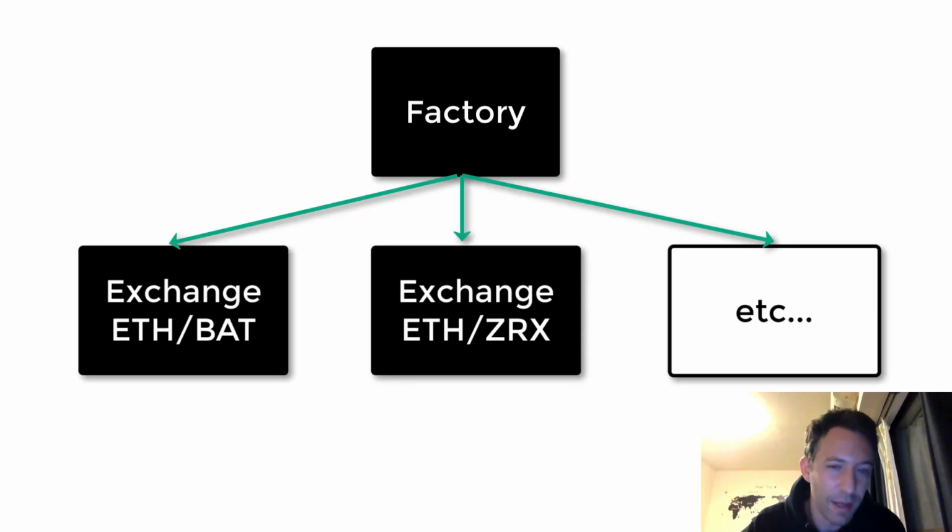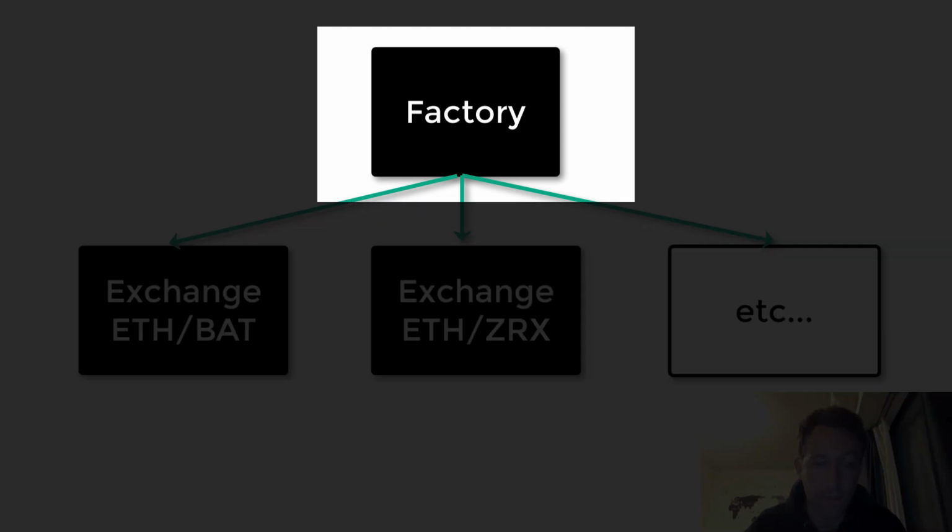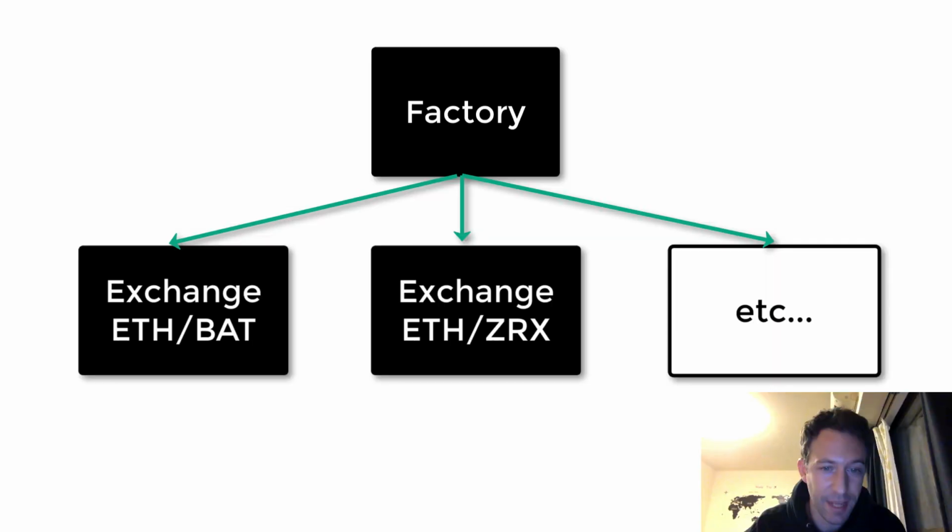So let's dive into the smart contract. There are two parts, the factory and the exchanges. There is one exchange smart contract per pair of assets. That's where the liquidity pools are and where the trading actually happens. However, there is only one factory smart contract. The responsibilities of the factory are to create the exchange smart contracts and act as a registry for these exchanges.